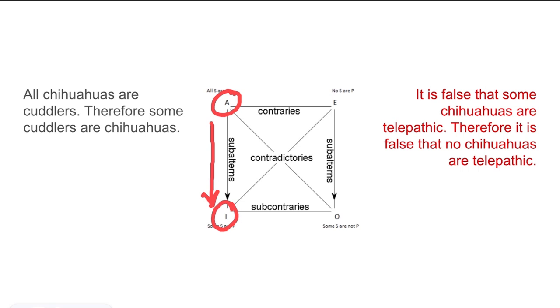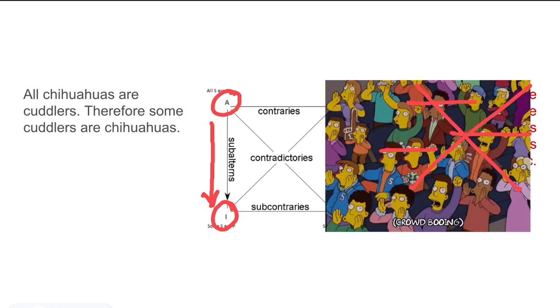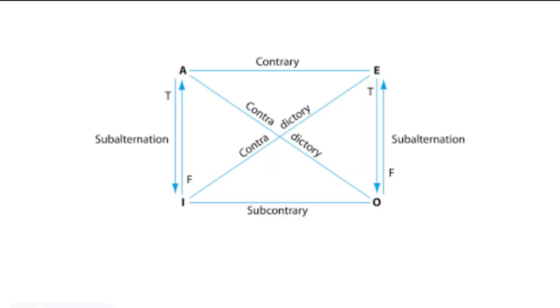What are we doing here? It is false that some Chihuahuas are telepathic. Therefore, it is false that. Wait. It is false. Therefore, it is false. You already lost me with this. So what is that? That is an illicit subalternate. That's not correct. Everyone boo. Boo, boo, boo. Moving on.